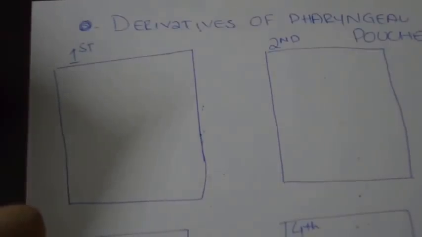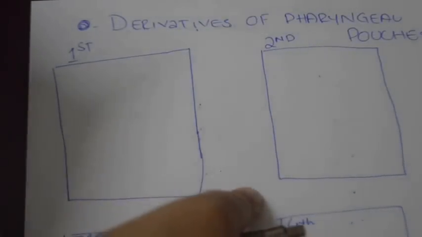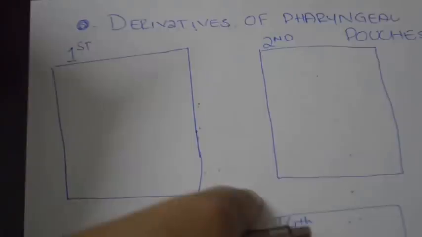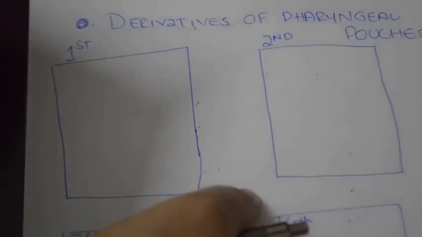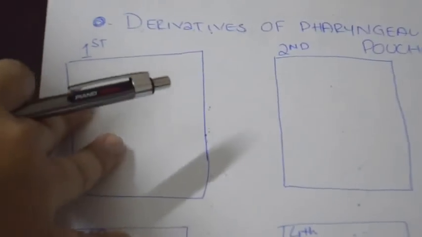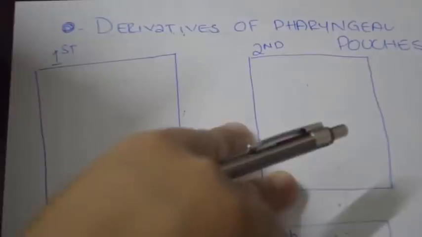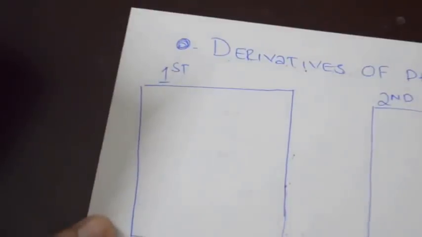Now the next important topic is the derivatives of the pharyngeal pouches. How many pharyngeal pouches do we have? The human embryo has 5 pairs of pharyngeal pouches, which are the diverticula of the endodermal lining of the gut. What is more important, the question comes on the derivatives of the pharyngeal pouches. So we'll start with the first pharyngeal pouch. We have made these boxes to write them down in.